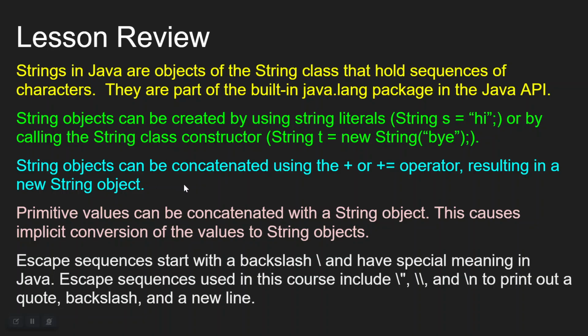String objects can be concatenated using the plus or the plus-equals operator, resulting in a new string object. Primitive values can be concatenated with a string object, and this causes implicit conversion of the values to string objects. Escape sequences start with a \ and have special meaning in Java. Escape sequences in this course will include \", \\, and \n to print out a quote, a backslash, and to bump down to a new line.